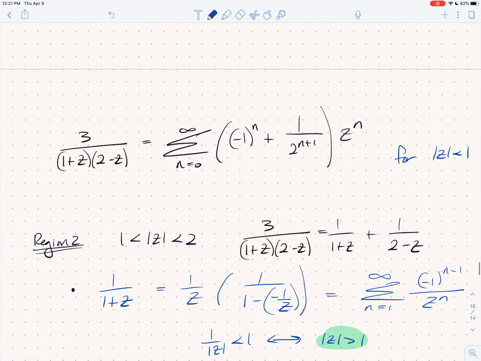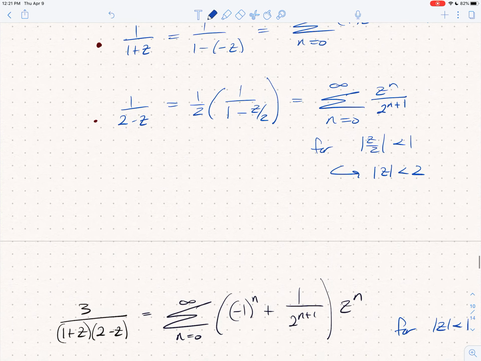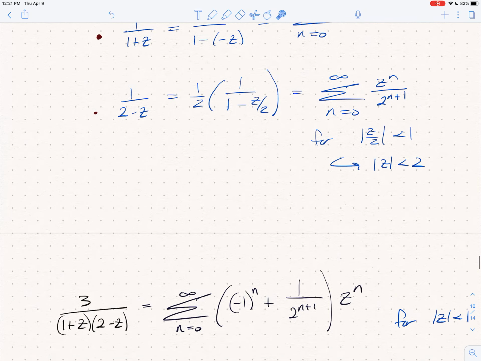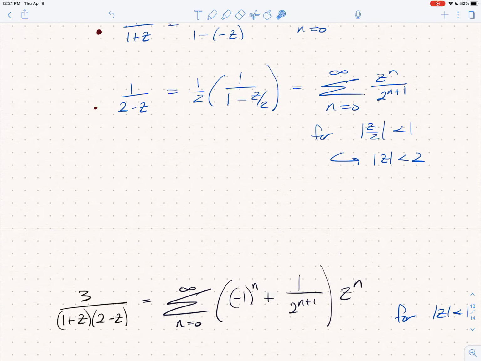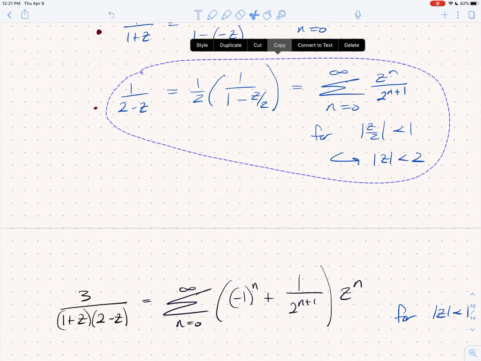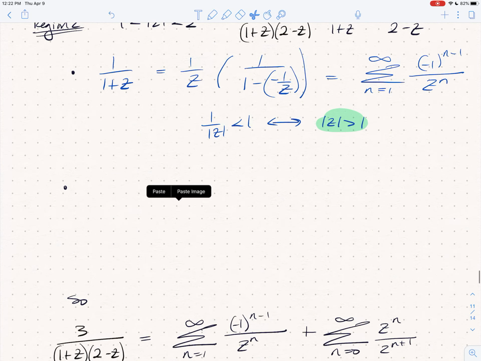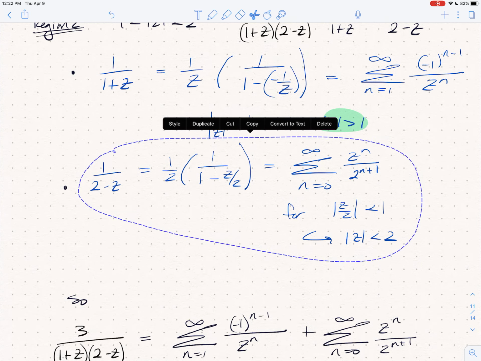For the second one, I just want to go back and look at how we worked out this one. So we worked out 1 over 2 minus z before, and we got this series representation, and we said, hey, that's actually valid as long as the modulus of z is less than 2. Well, hey, that's where we are. Our annulus is inside the disk modulus of z less than 2. So I'm just going to copy this and not rewrite it all or rework it out. I just write it down.